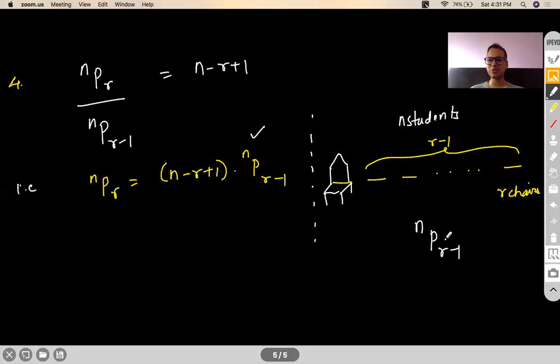So after you have chosen r minus 1 people, how many are left in the crowd? How many are left in the crowd? n minus r minus 1. Correct? Which is actually n minus r plus 1. Now you need one person from that who can come and sit on this chair. And that can be done in n minus r plus 1 ways.